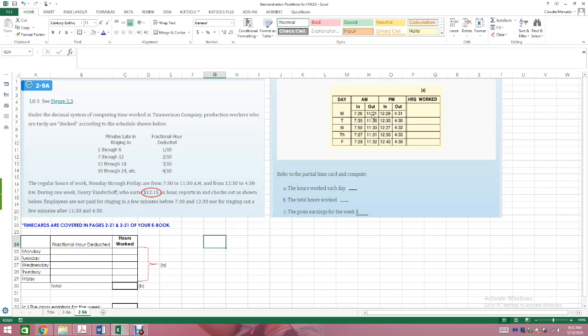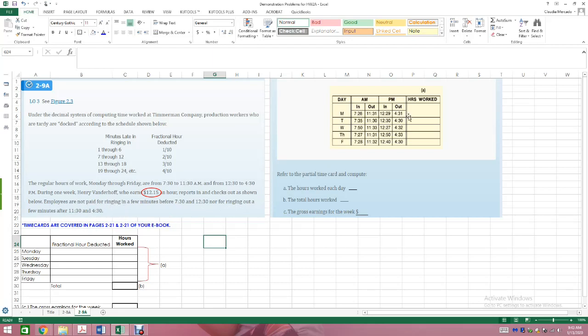Okay? So that does not affect him. Then he clocked in at 12:29. It says here that if they ring in a few minutes before 12:30, they're not going to get penalized, or they're not going to get paid for it. And then he clocked out at 4:31. It says here that if they clock out a few minutes after 4:30, they are not getting paid.